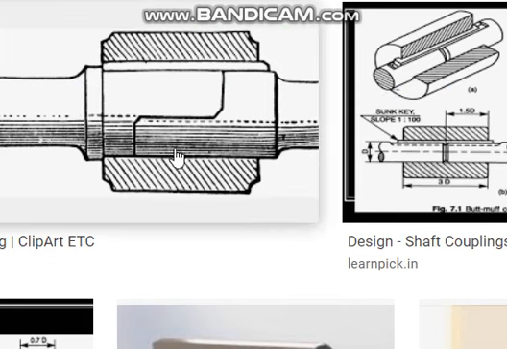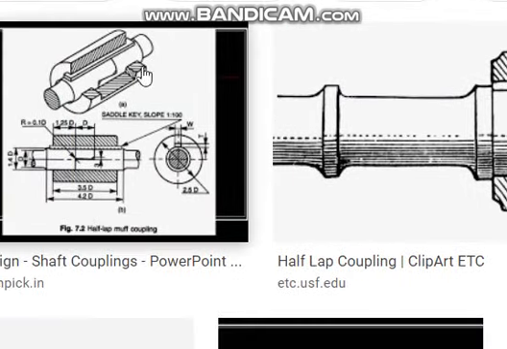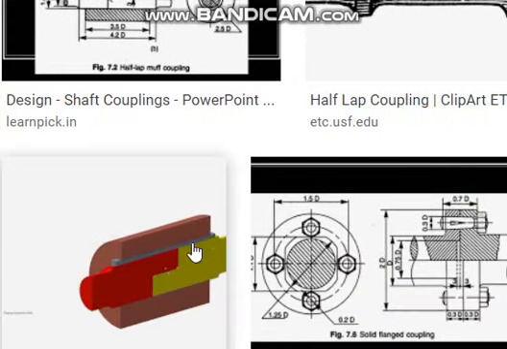You see here, this is one shaft, this side. This is another shaft, this side. They are cut here like this, and like this. You can see in this figure how it looks inside when it is broken. Otherwise, you can see in this figure, in the color they have shown. This is called a half lap muff coupling.